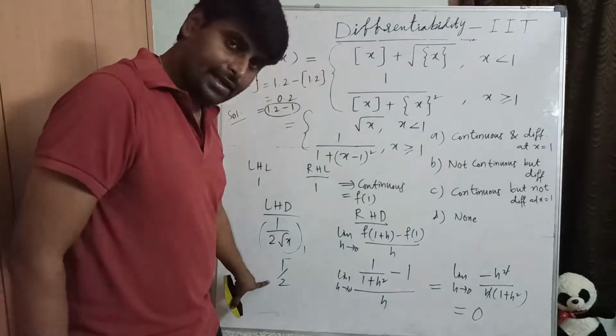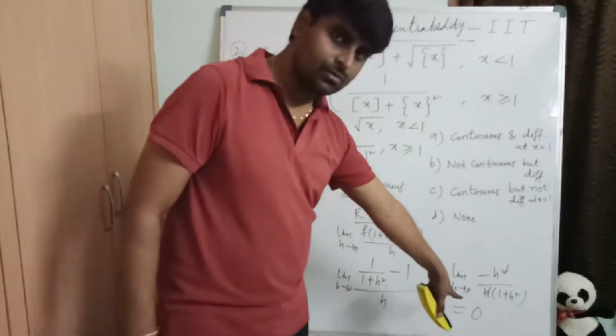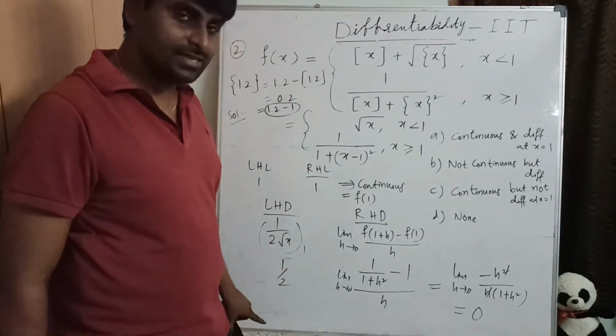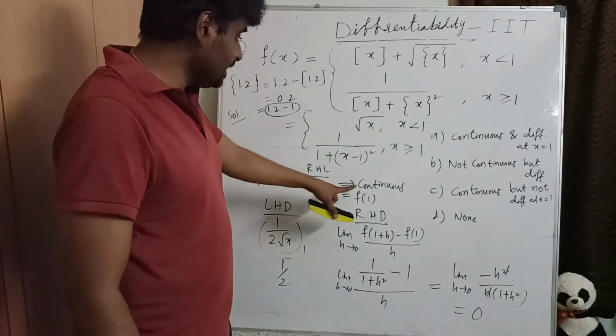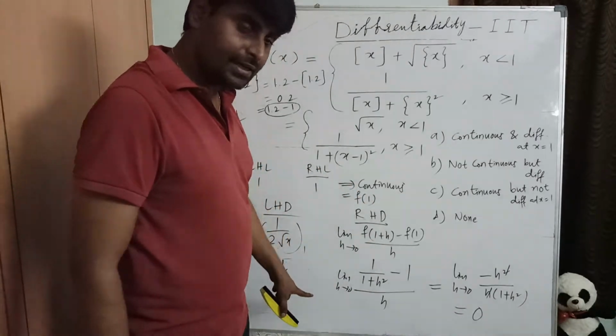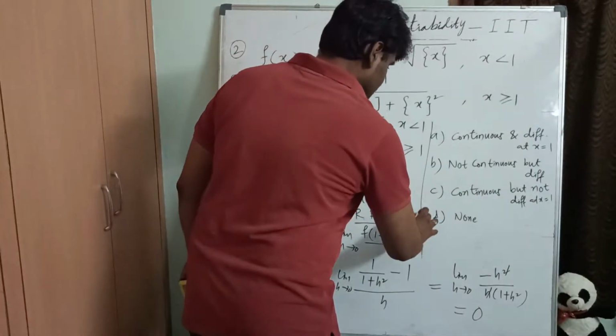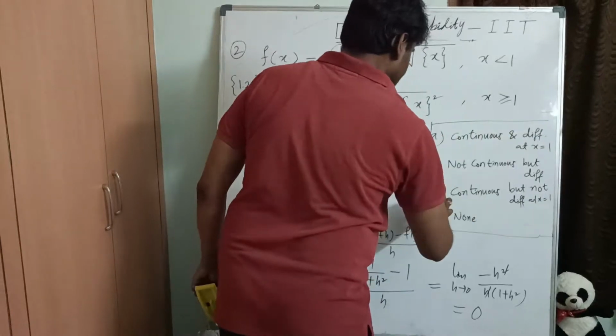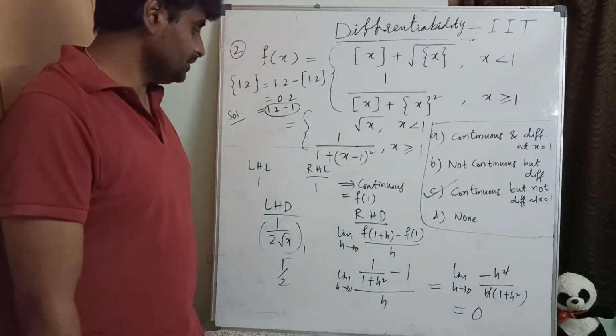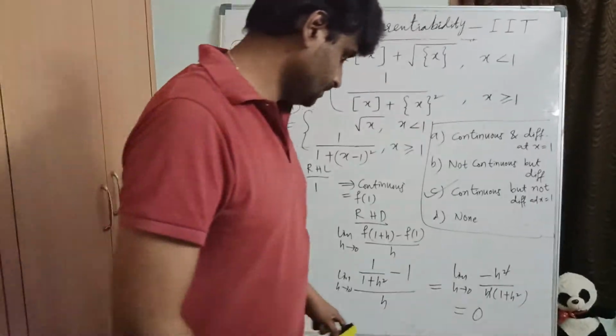But here LHD is 1 by 2, RHD is 0. So both are not equal, so it is not differentiable. It is continuous, but it is not differentiable. Which option is correct here? Option C. Clear? Make a note of it.